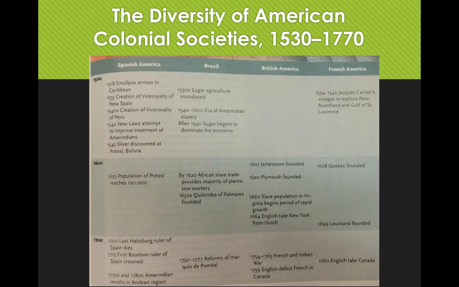You have quite the variation among the political, religious, and cultural traditions of not only the European colonial powers who came to these regions, but by the people who were already living there. All of the European colonies were designed to be mercantilist, and we'll get into what that means a little later.